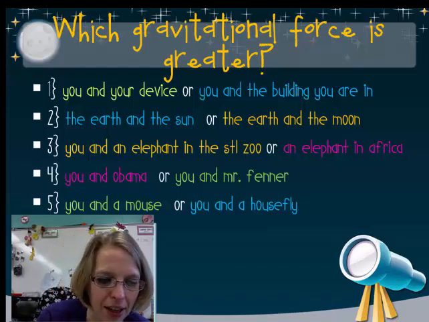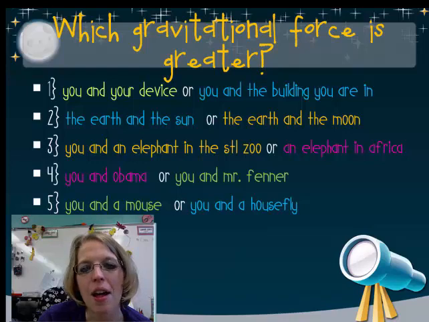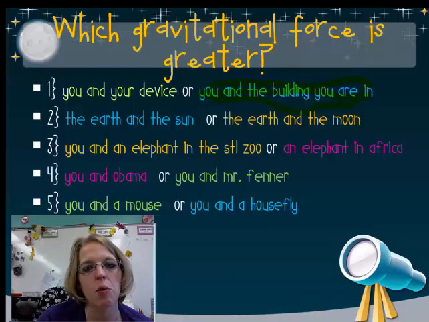Let me highlight your answers here. See if I'm smart enough to do that. Ha-ha! Success. Okay, the building you were in is bigger than your device. Unless you have the iPhone 6, that's pretty big. So you in the building you're in is going to have a greater attraction because of the size of the building. Now, the Earth is the same size, but the Sun and the Moon is what's different. We're going to say the Earth and the Sun are going to have a greater gravitational attraction than the Earth and the Moon because of the size of the Sun.